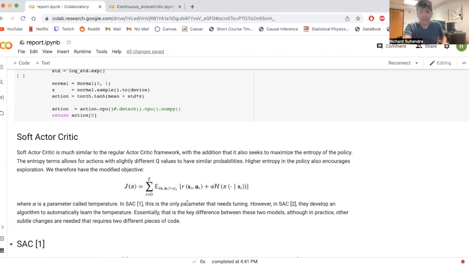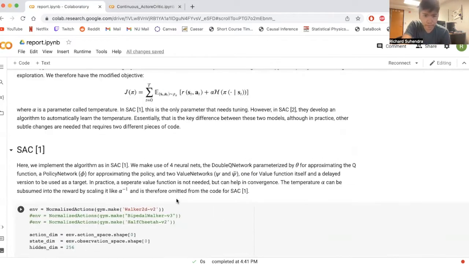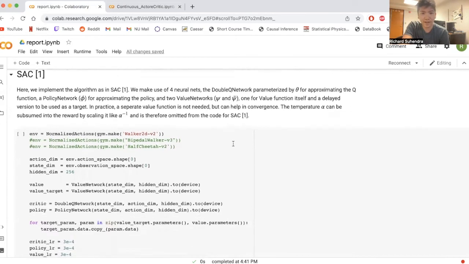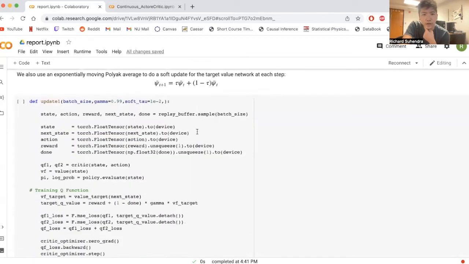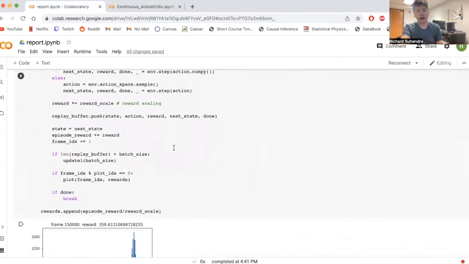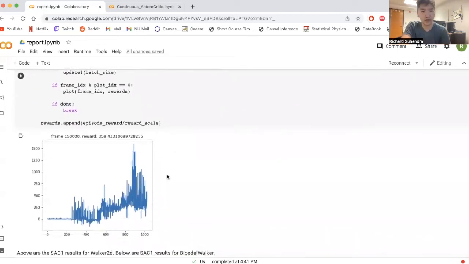In SAC1, alpha is a parameter that needs tuning, and we'll see later that it's a little bit brittle in terms of that. In SAC2, we actually develop an algorithm to automatically learn this alpha parameter. In SAC1, we have these networks that are parameterized by these Greek letters. There's this target network right here, and the loss functions. Remember, in SAC1 this parameter is not automatically tuned.